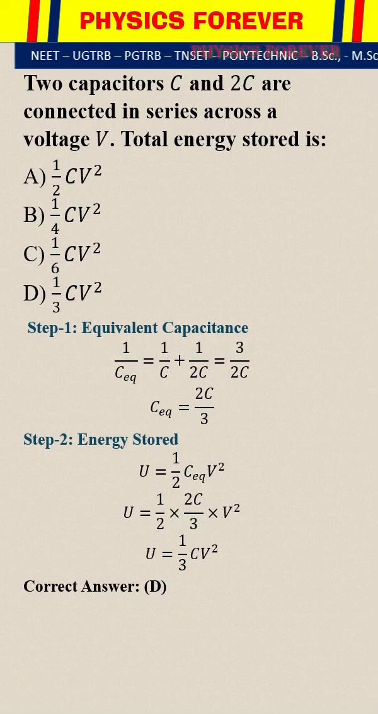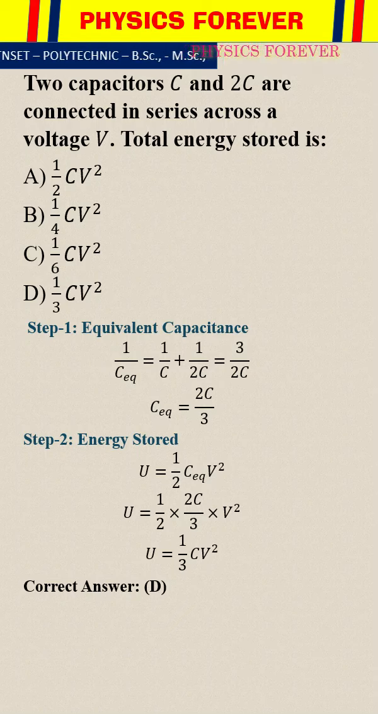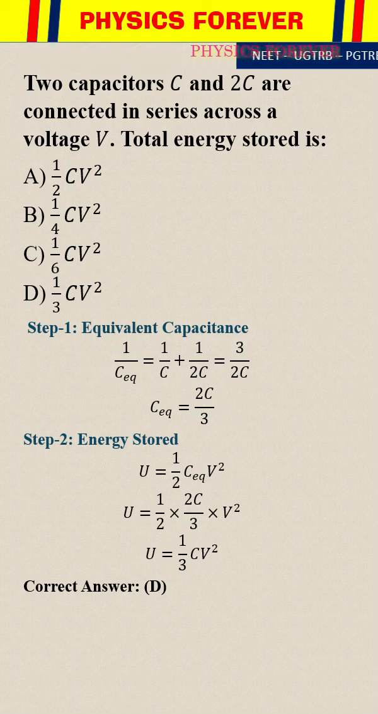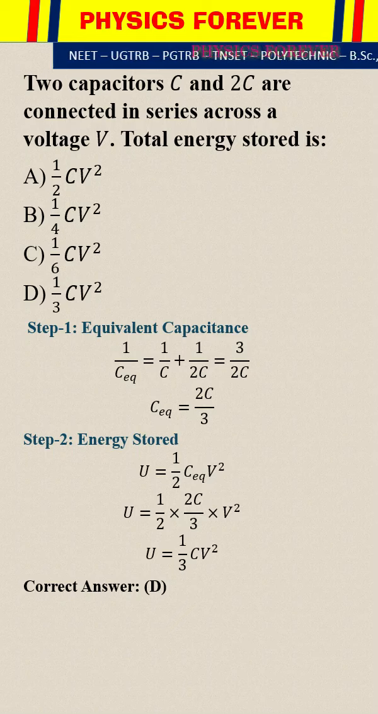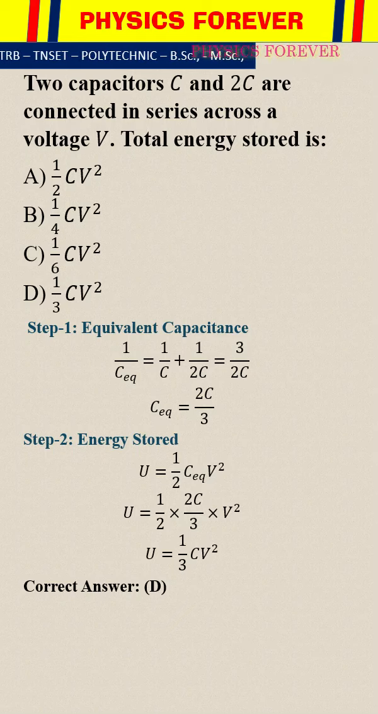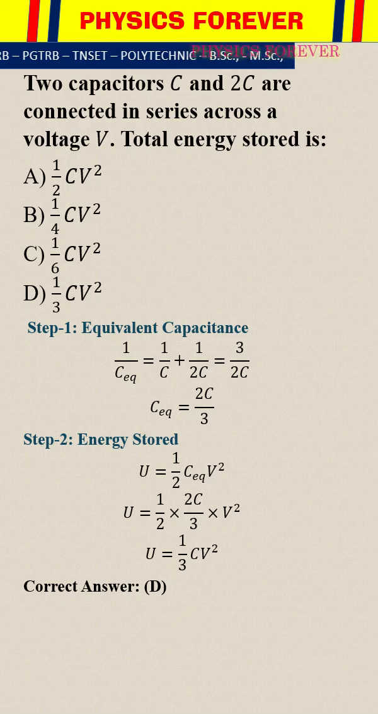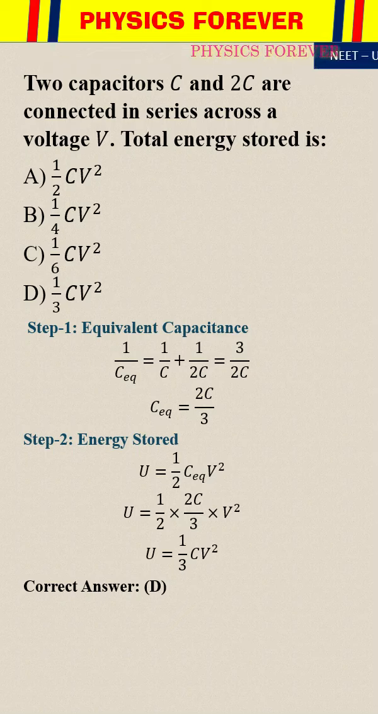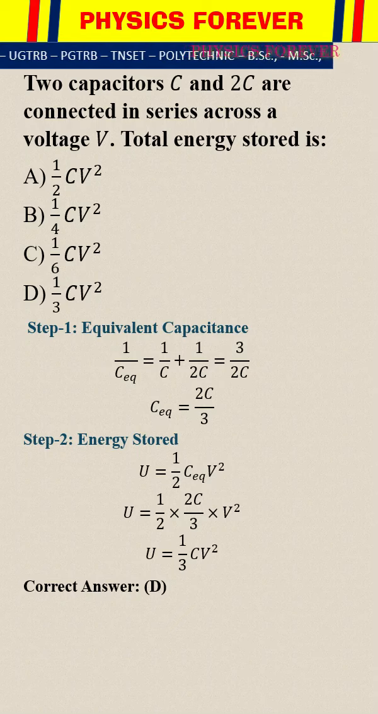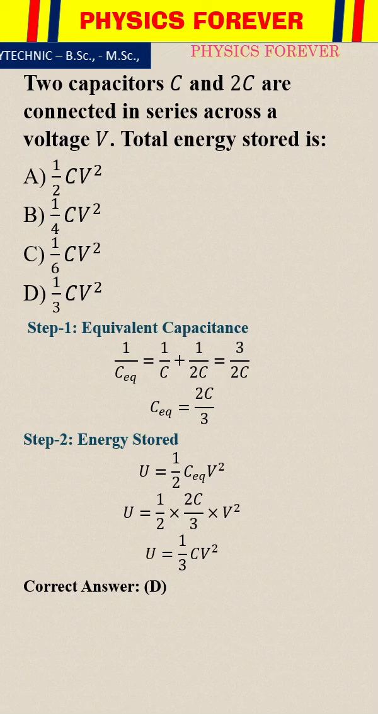Two capacitors, C and 2C, are connected in series across a voltage V. What is the total energy stored? We know the formula, U is equal to 1 by 2 CV square. But here two capacitors are connected in series, so we first make the equivalent capacitance. After we find the equivalent capacitance, we substitute it in the energy stored formula, and then we get the solution. So the correct option is D, 1 by 3 C V square.